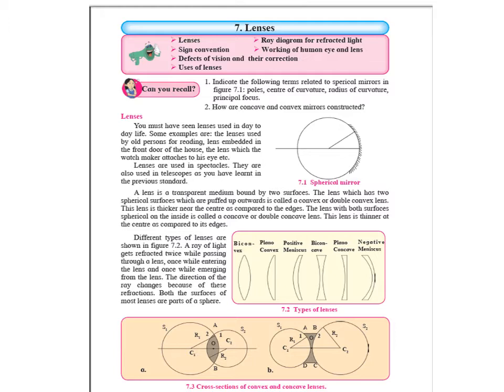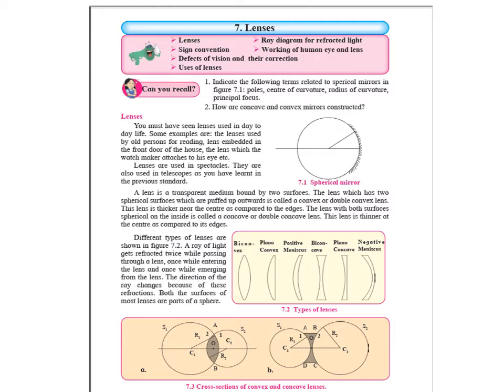What is a lens? A lens is defined as a transparent medium bound by two surfaces. What does it mean? It's a transparent medium. That means it's not opaque, light can pass through it. And it is bound. That means it is surrounded, covered by, enclosed by two surfaces.